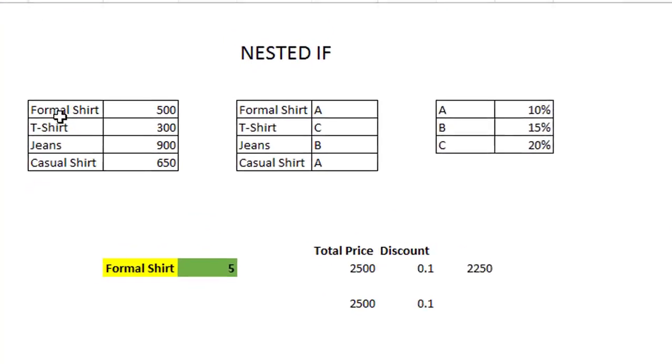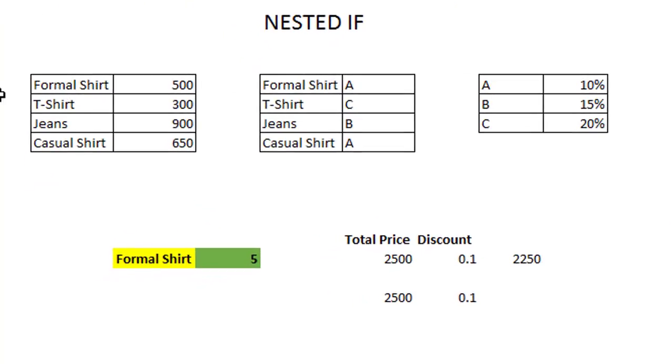I am going to take a category of products: formal shirt, t-shirt, jeans and casual shirt, and we are going to categorize them into some labeled categories such as A, B and C, and each category has a specified discount of 10%, 15% and 20%. Now in this example, we have used a data validation list to select the product, and this is a data validation list to select the quantity of the product.